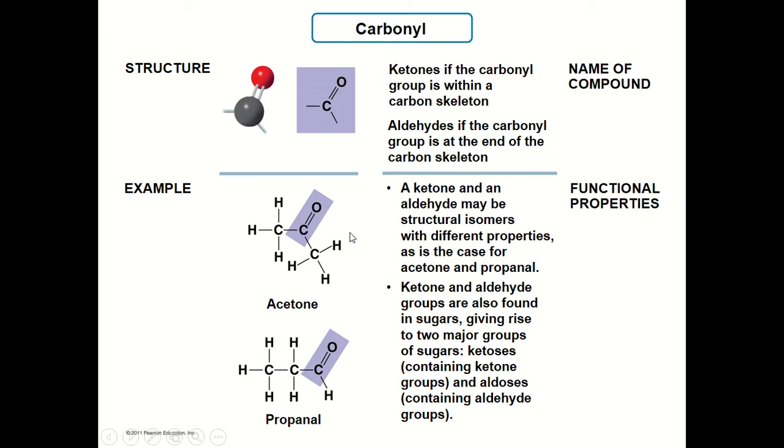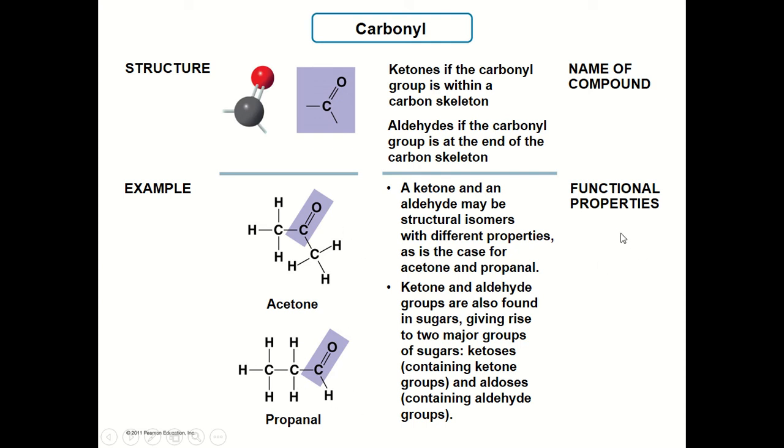Usually a compound that contains a carbonyl group is known as a ketone if the carbonyl group is within the carbon skeleton. The compound will be called an aldehyde if the carbonyl group is attached at the end of the carbon skeleton, as you can see in the example of propanal.